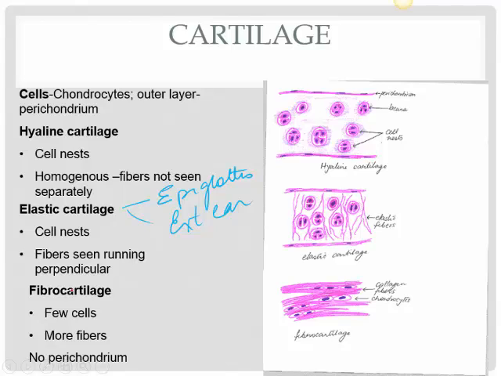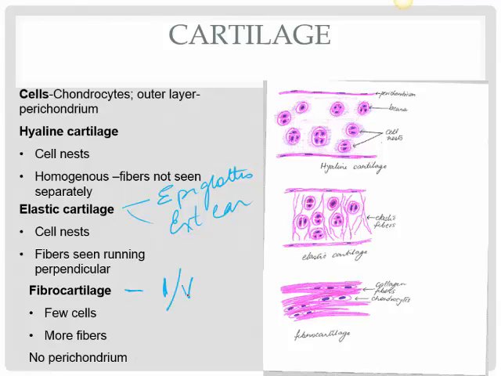The third type of cartilage, fibrocartilage. Look at the word fibro, meaning more fibers. So there are more fibers and fewer cells. So cells are not many, usually not seen as cell nests. In fact, the cells are single and get caught between fibers. And this kind of cartilage does not have a perichondrium. So fibrocartilage also does not have a perichondrium. Hence, regeneration is very poor in fibrocartilage.